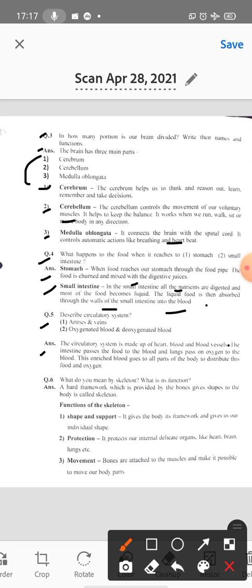The intestine passes the food to the blood and the lungs pass on oxygen to the blood.